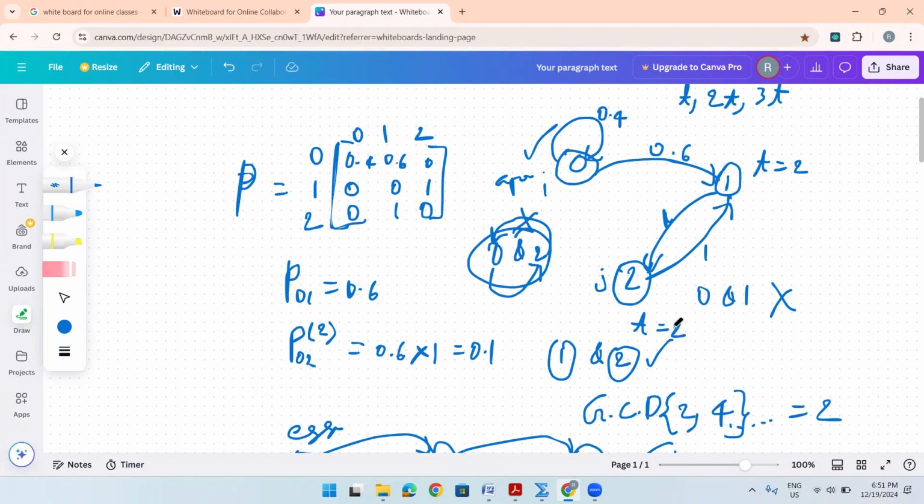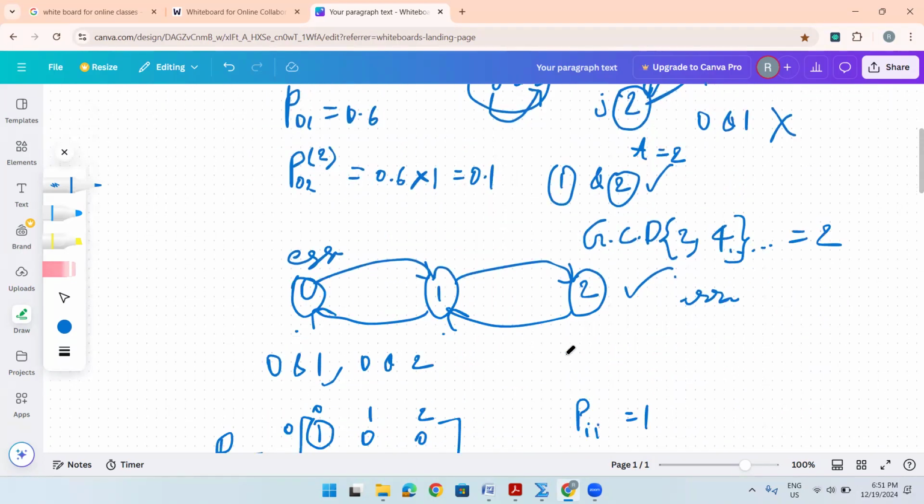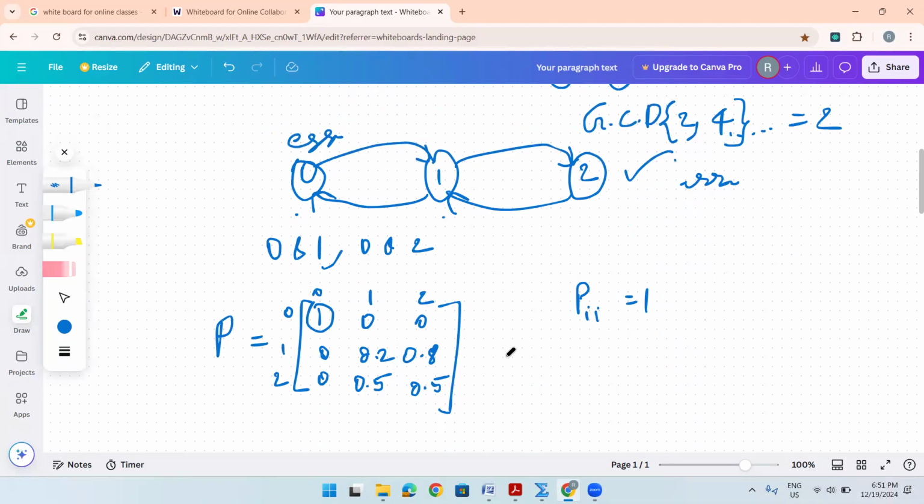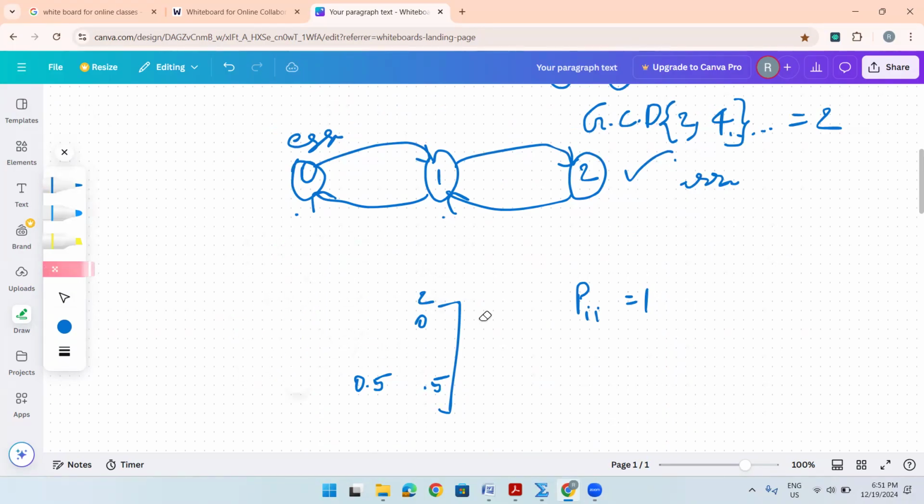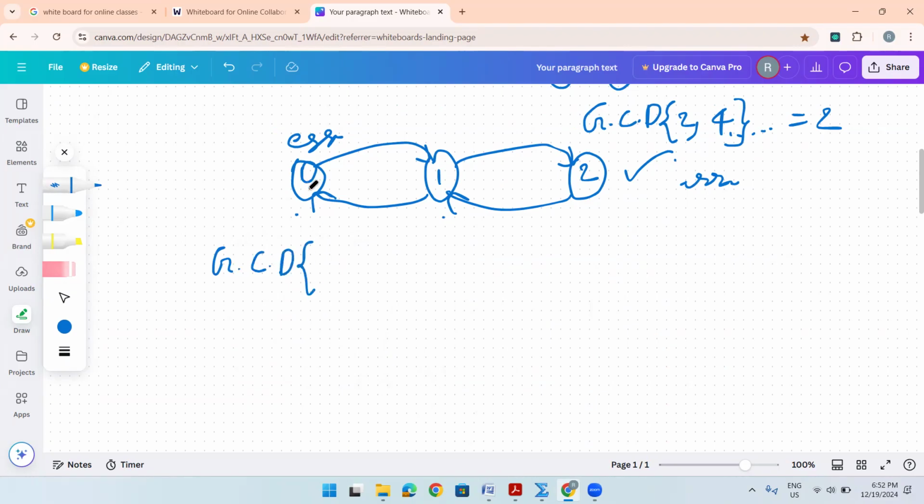Like this, we have to return back to the state. And here in this case, here also we shall see. I'll take the eraser. Here I'll find the periodicity of all these states. Okay, periodicity of this one. First, to find the periodicity, we write the GCD of. I'm finding the periodicity of 0.